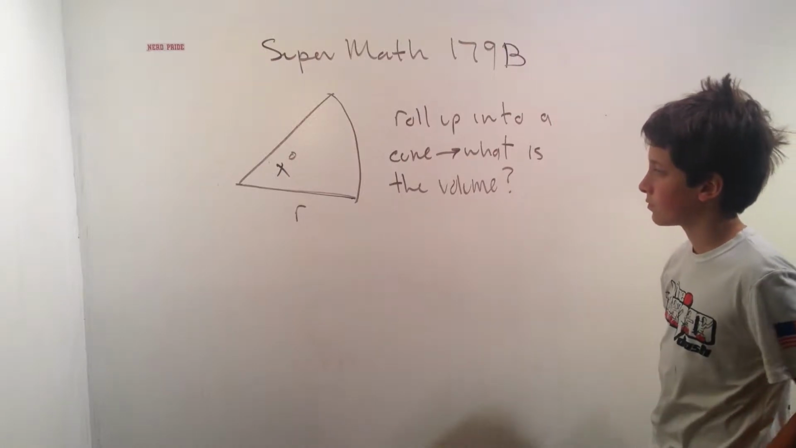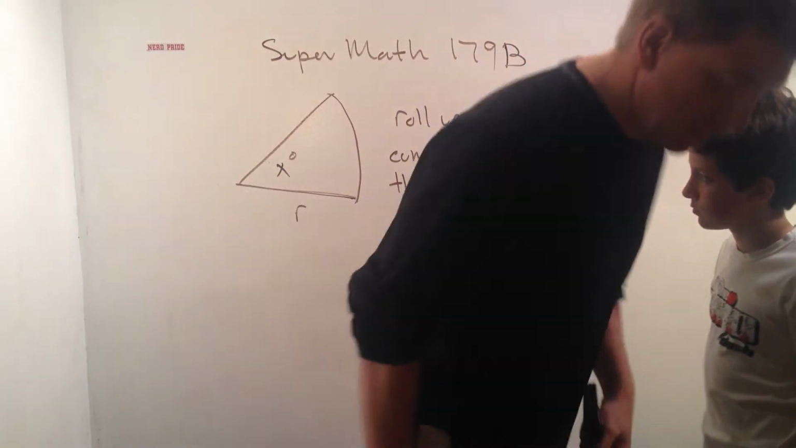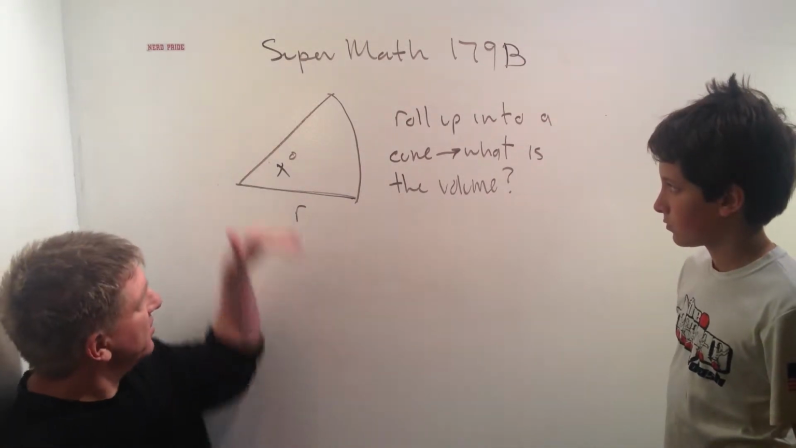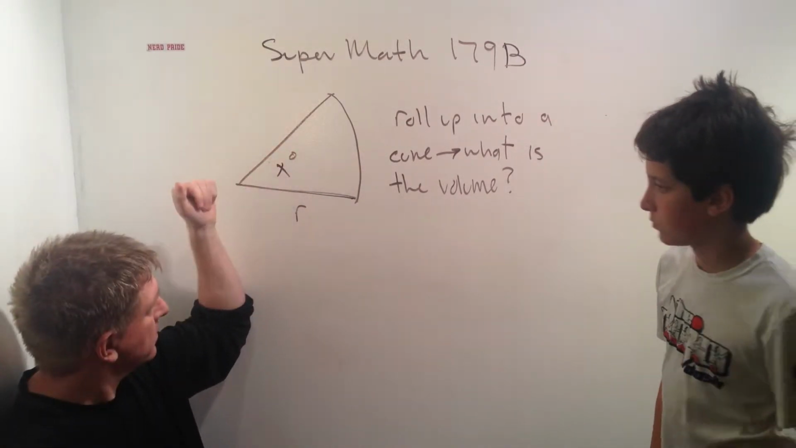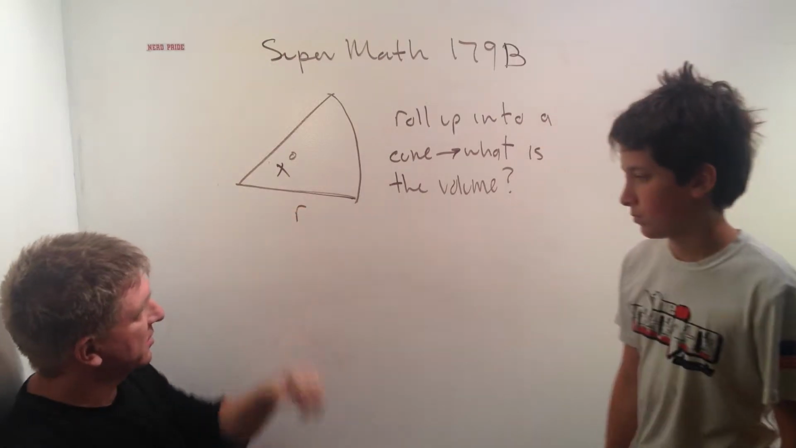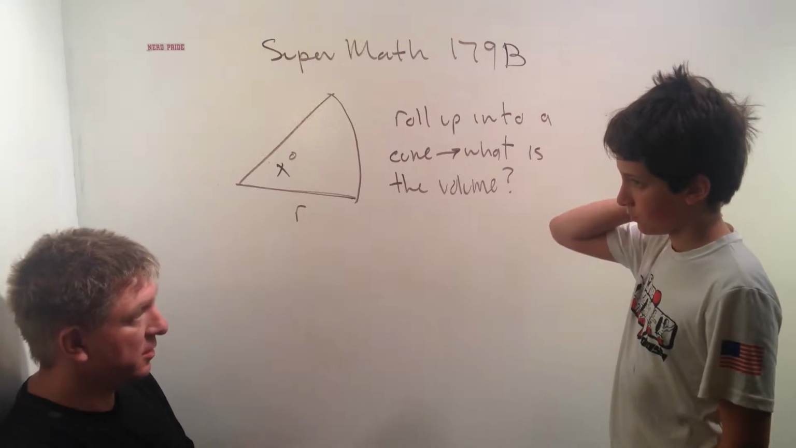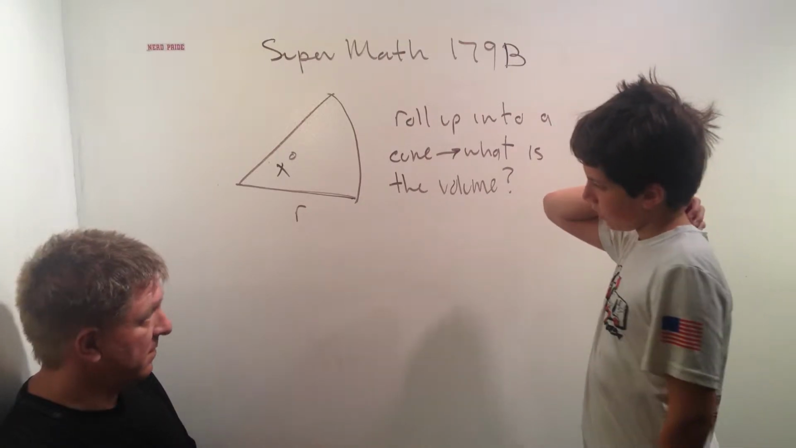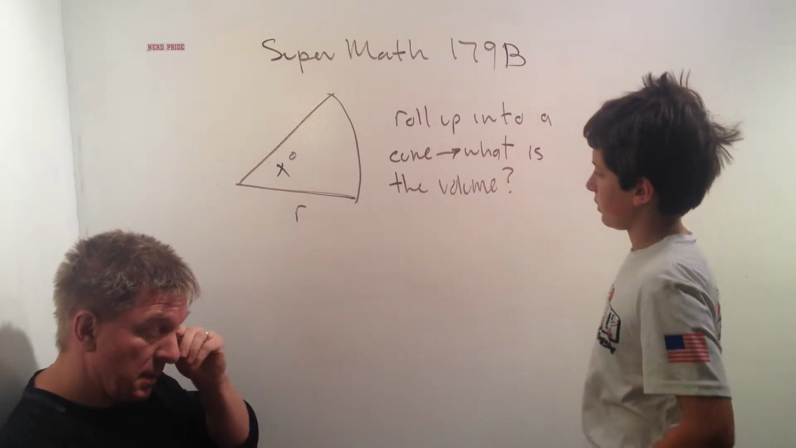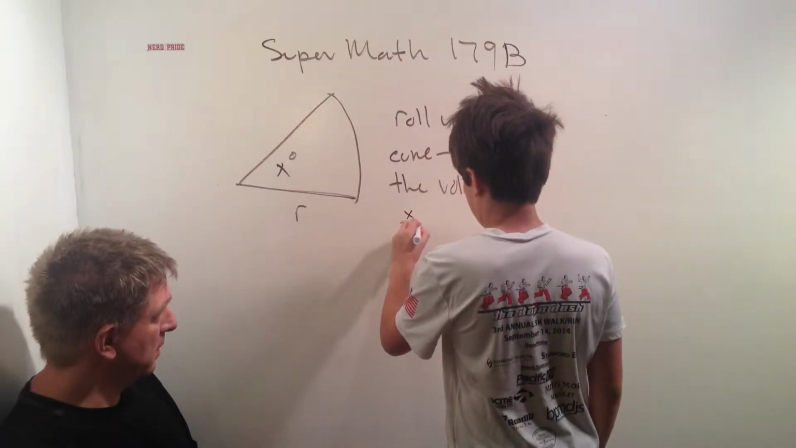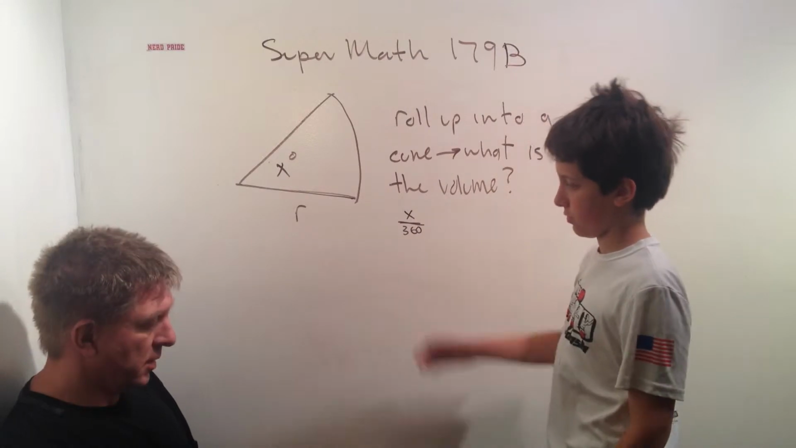Okay, so I'll come in for this one and just help you a little bit. We have an x degree wedge of a circle whose radius is r, and we're going to roll that up into a cone. The question is, what's the volume of that cone? Well, that x degree angle is x out of 360 of the circle.